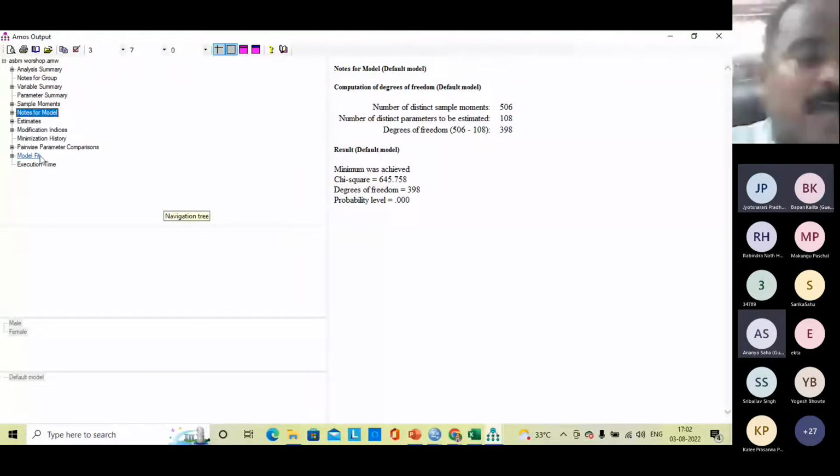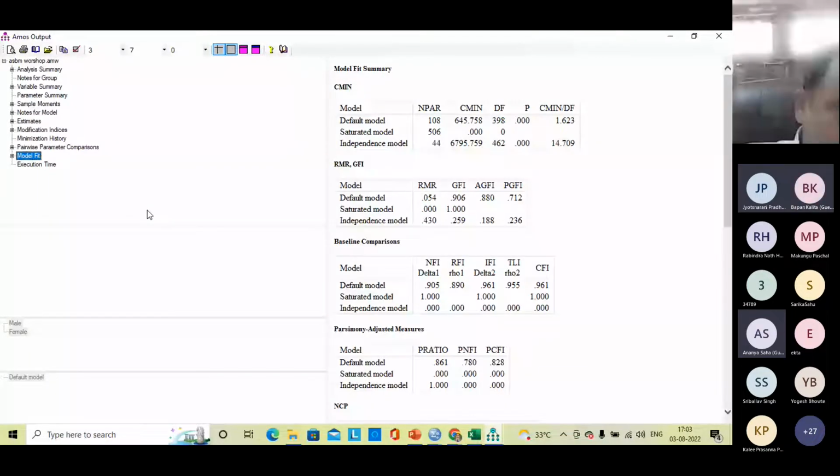There is an option on the left hand side. Look, model fit. Click there. It is not showing. So the model is fitting. Look at here.